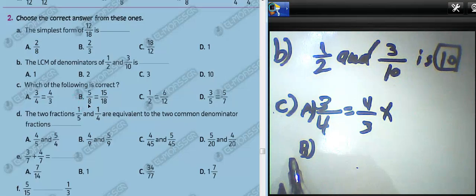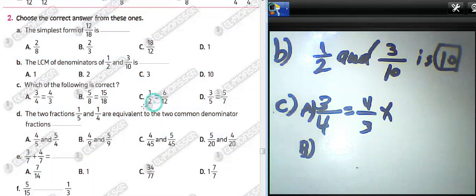Look here on the left-hand side: 5 over 8 equals 15 over 18. It's wrong, because 3 times 5 equals 15 and 3 times 8 equals 24. We must cancel this number, 18, and write 24. It's not correct, okay?